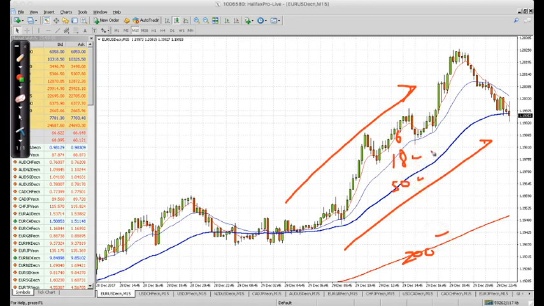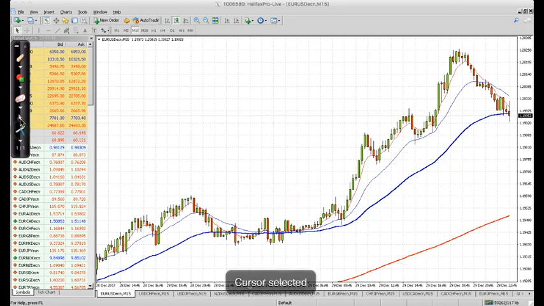So again, notice that on a very clear uptrend, the 18 is above the 50, and the 50 is above the 200, and they're all sloping up in sequence, 18, 50, 200. That's a very clear uptrend, okay? So that's how you identify a trend. I'll talk about it again later under moving averages, okay?